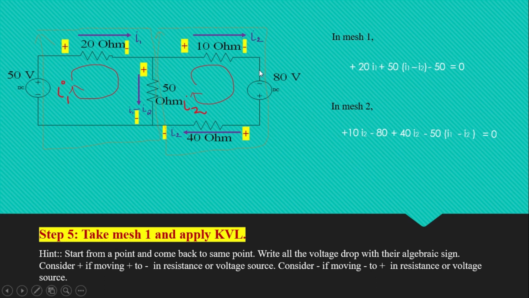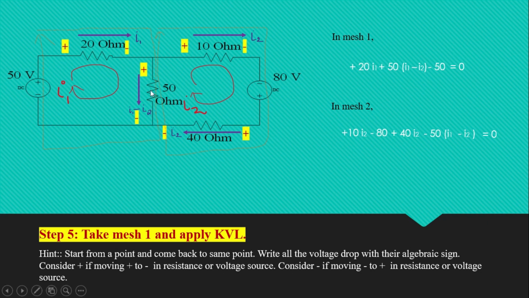Now we are moving from this point to this point. So we are moving from minus to plus, and the value of the voltage is 80. So the value should be minus 80. In the third step, you see the 40 ohm resistance with the current I2, and we are again moving from positive to negative. So plus 40I2 will come here.